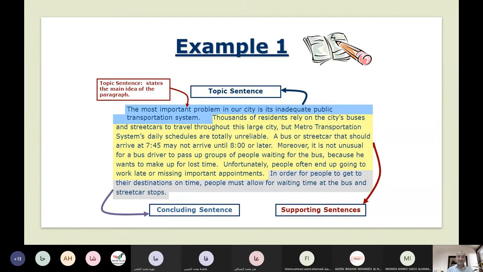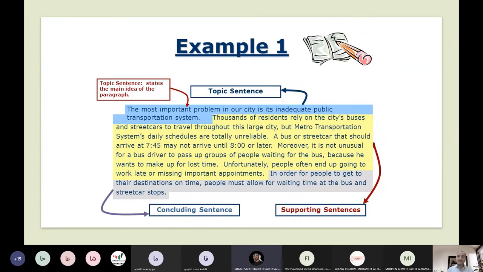The most important problem in our city is its inadequate public transportation system. Thousands of residents rely on the city's buses and street cars to travel throughout this large city. But the metro transportation system's daily schedules are totally unreliable. A bus or street car that should arrive at 7:45 may not arrive until 8 or later. Moreover, it is not unusual for a bus driver to pass up groups of people waiting for the bus because he wants to make up for lost time. Unfortunately, people often end up going to work late or missing important appointments. In order for people to get to their destinations on time, people must allow for waiting time at the bus and streetcars.